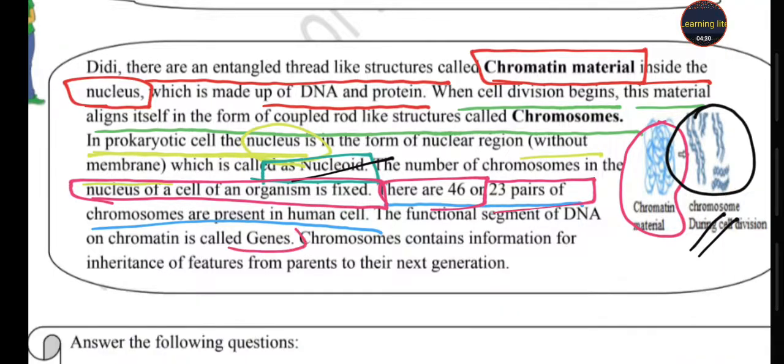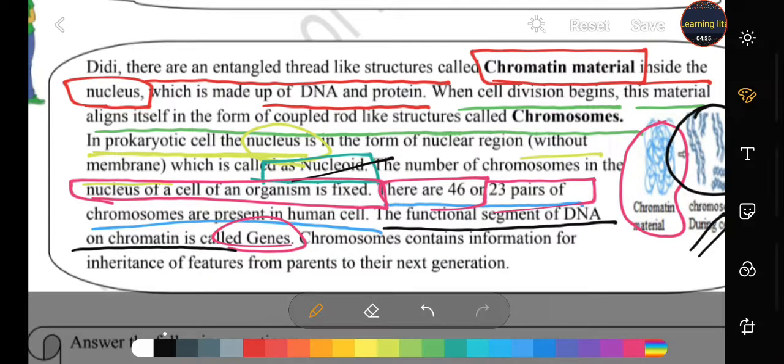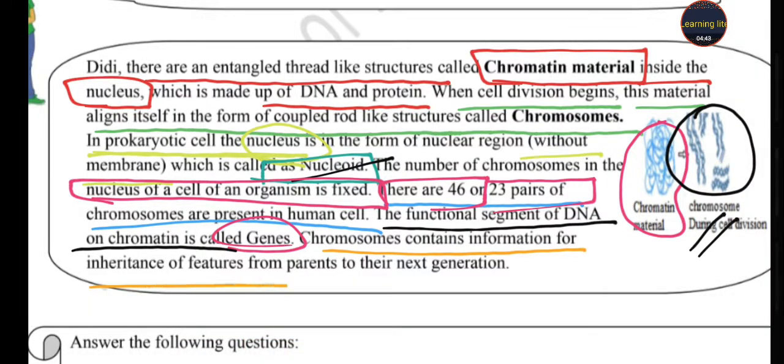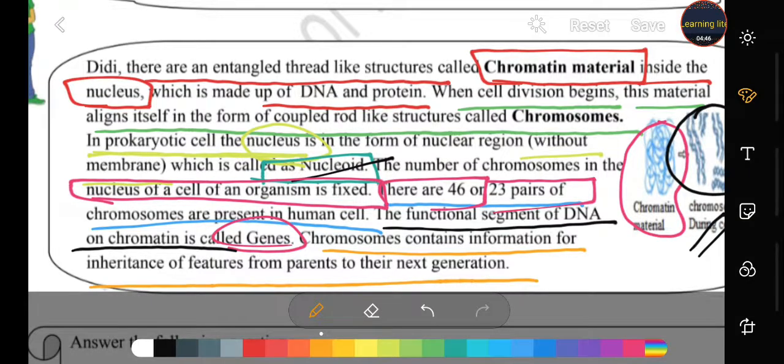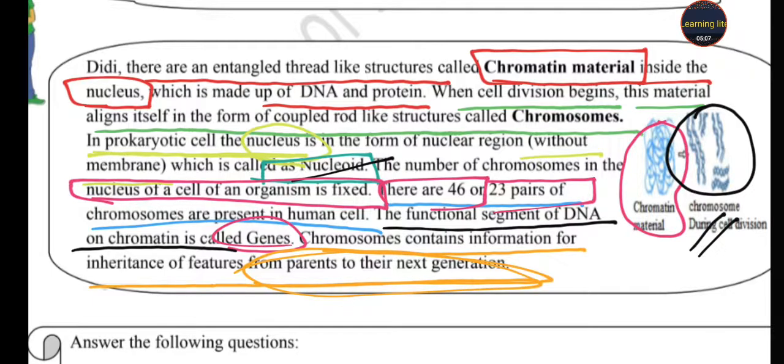What are genes? Student, what are genes? The functional segment of DNA on the chromatin is called genes. And what is the function of chromosomes? The chromosomes contain information for the inheritance of features from parents to their next generation. It means if a child resembles its parents, it is the information given to us by the chromosomes. So chromosomes contain the information and the features from parents to their next generation.